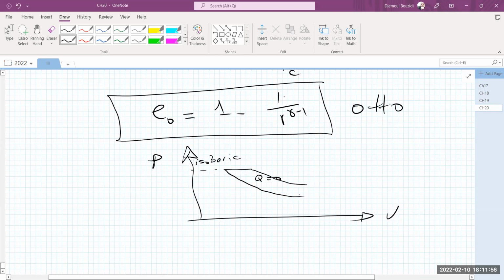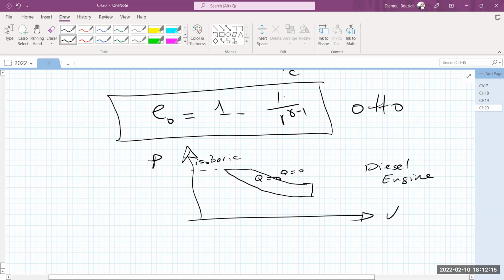And then it's going to go through another adiabatic. So both of these are Q equal to 0. And then it's going to go through an isochoric process. So this is actually the diesel engine.